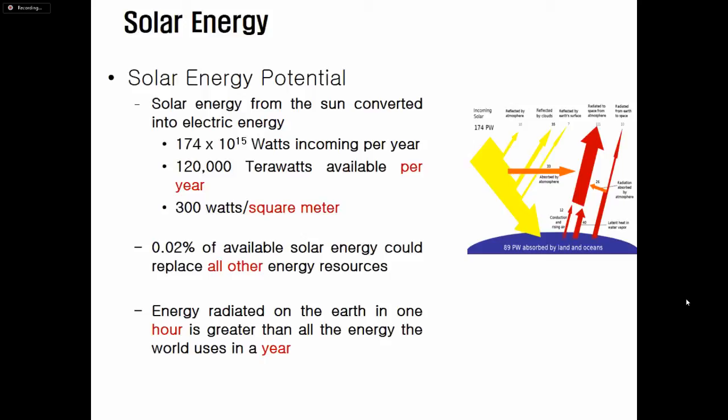As you can see, only 0.02% of available solar energy could replace all other energy resources, because of reflection and radiation from Earth. And as you see in this picture, you can know how big the solar energy is. The energy radiated on the Earth in 1 hour is greater than the energy the world uses in a year. So you can think solar energy is very big and wide.